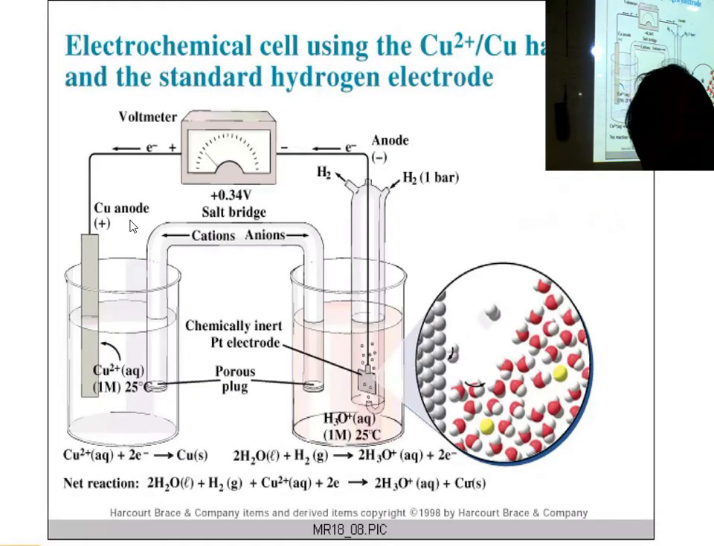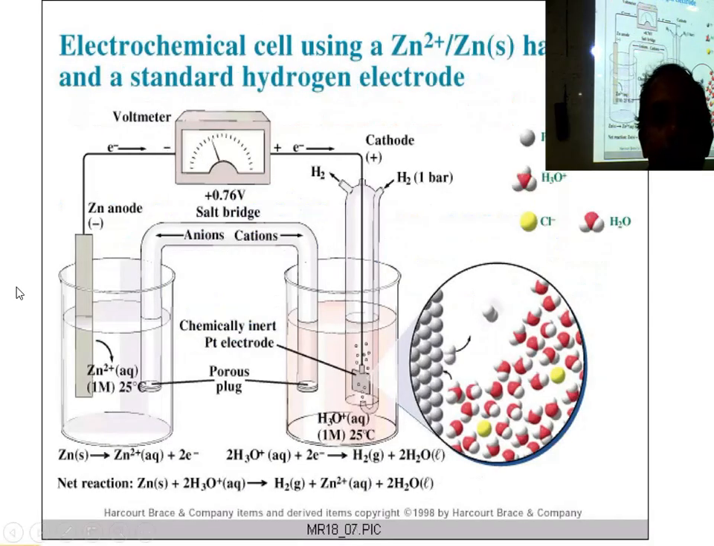This is copper ion, half cell potential. By the way, one more thing. When you are taking zinc ion and hydrogen ion, then zinc is taken as the anode. Here, just see, it is kept in the left, so it is the anode.